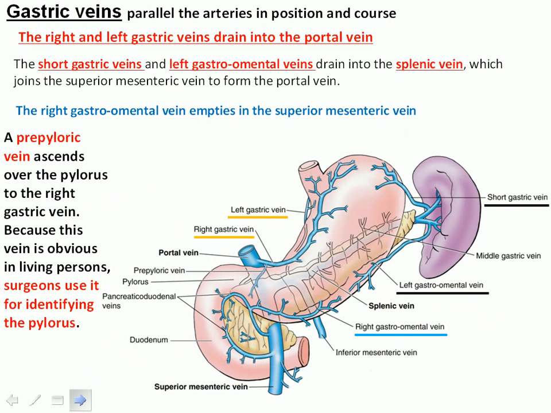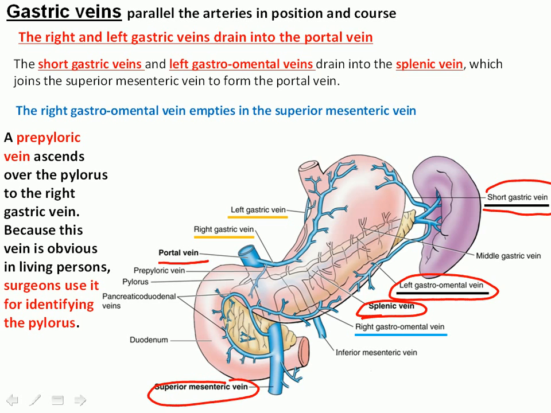The right and left gastric veins drain into the portal vein directly. The short gastric vein and left gastroomental veins drain into the vein which we have seen already in cadavers, which is huge, the splenic vein. And the splenic vein, remember, joins the superior mesenteric vein to form the portal vein.